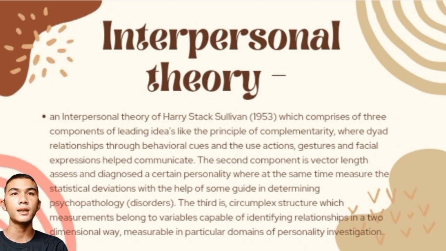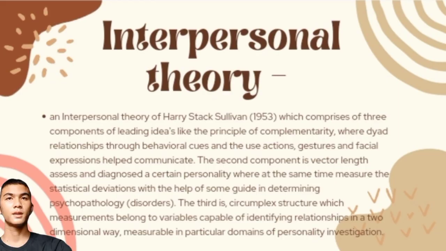The second component is vector length, which assesses and diagnoses a certain personality, where at the same time it measures the statistical deviations with the help of some guide in determining psychopathology disorders. The third is circumflex structure, which measurements belong to the variables capable of identifying relationships in a two-dimensional way, measurable in particular domains and personality investigation.